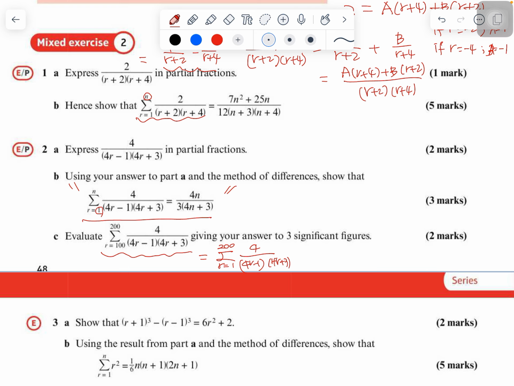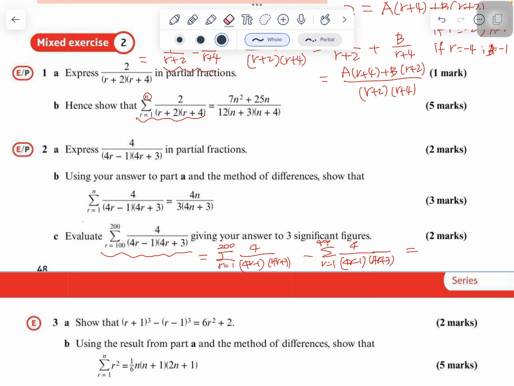And now we have when r equals 1, r equals 2, r equals 3, and so on, up to r equals 200. But we don't need r equals 1 to r equals 99, so let's eliminate them. R equals 1 to r equals 99: 4 over (4r minus 1)(4r plus 3). So now we can use this formula because we already have the result.